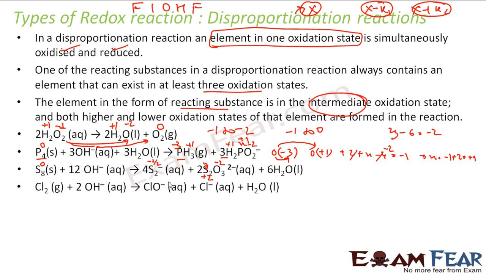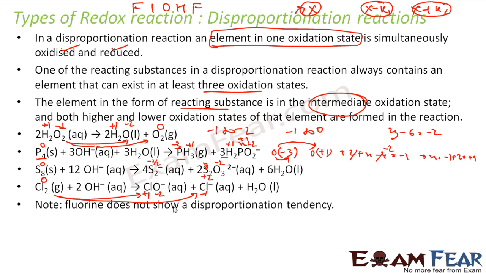Correct? One more example you can take. Chlorine gives ClO- and Cl-. So chlorine here has oxidation state 0. Here it is -1, directly you can see this. In ClO-, let's apply the rule. Oxygen is applicable here, and it becomes -2, so chlorine becomes +1. So chlorine had 0, and from 0 it became +1 here, and from 0 it became -1 here. Correct? So chlorine also got oxidized and reduced both.